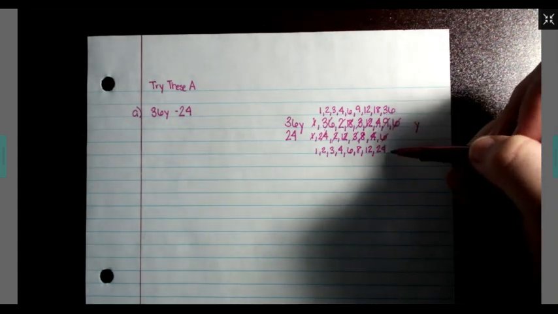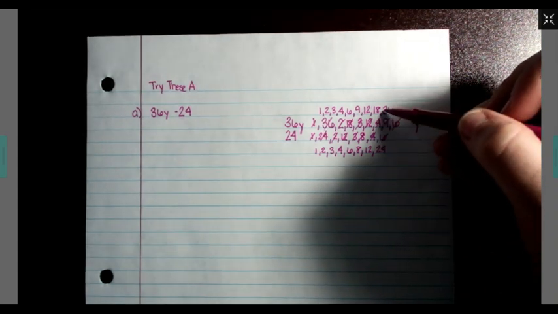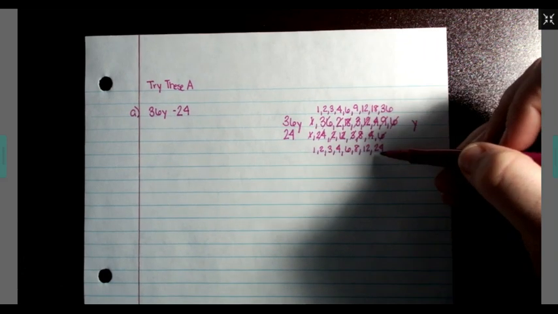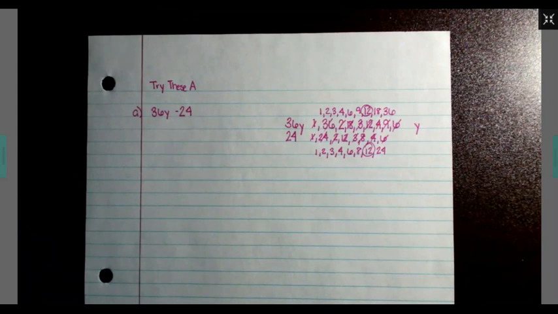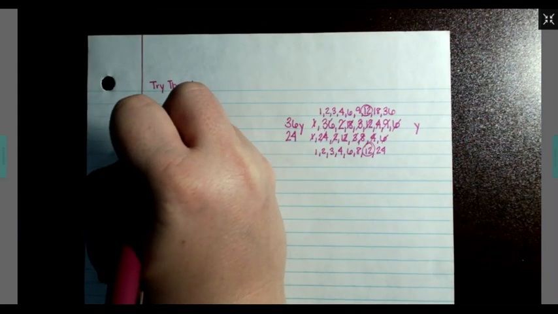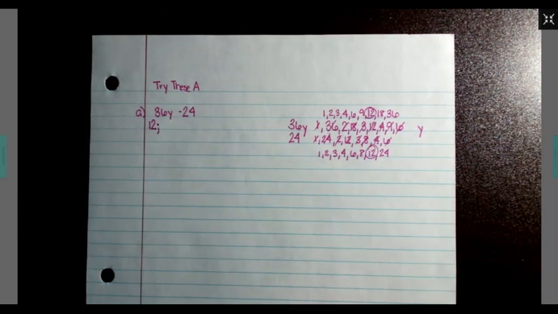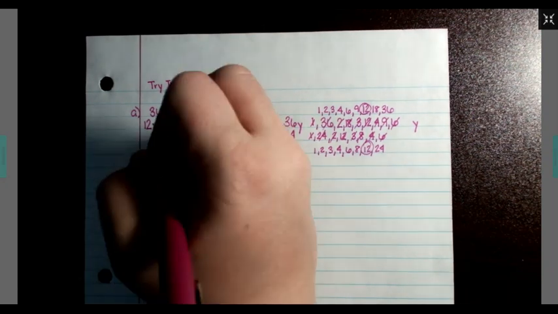I got 36, but no 36. I got 24, but no 24. I got an 18, but no 18. I got a 12, and I got a 12. Good. So 12 is my GCF. We're going to factor out a 12.